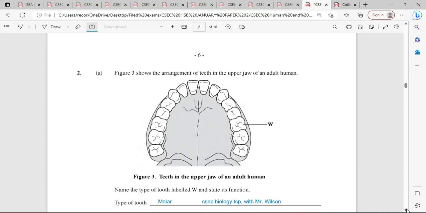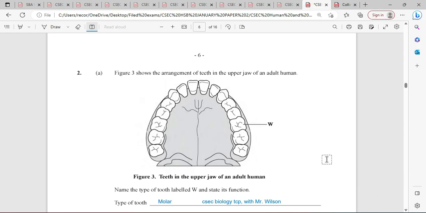Question number 2, it will be for today. Figure 3 shows the arrangement of teeth in the upper jaw of an adult mouth. Now, when we're doing a paper like this for revision, instead of just trying to identify that which is asked, there are times we do a little more.